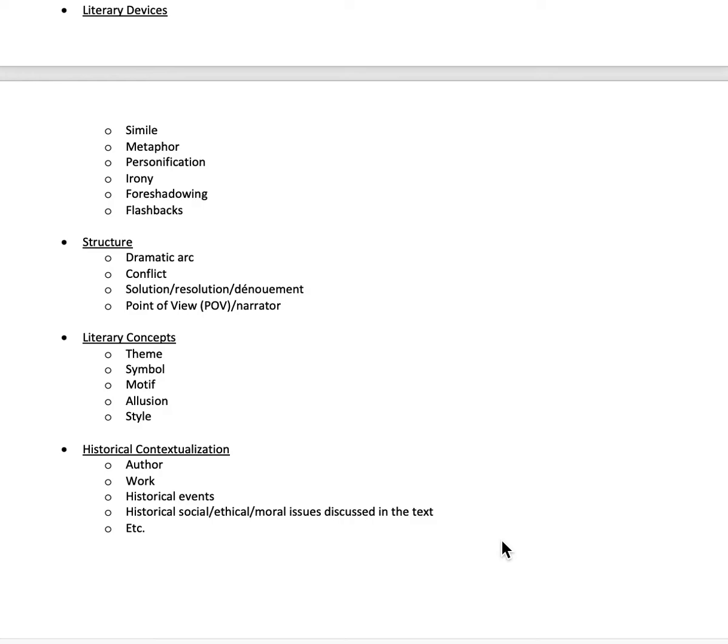Look at the point of view, right? Is it an unreliable narrator? Is it a first-person point of view? Is it third-person omniscient? Why does that matter? And then look at the literary concepts like themes, symbol, motifs, style, allusion.